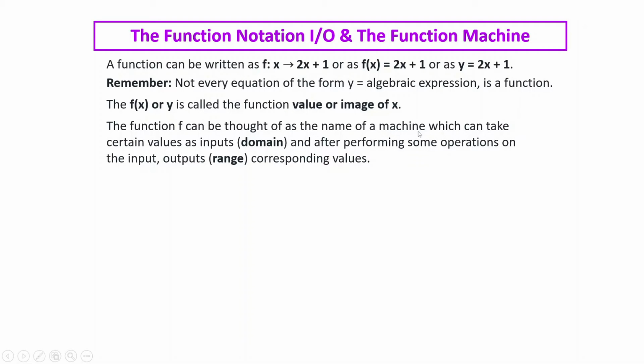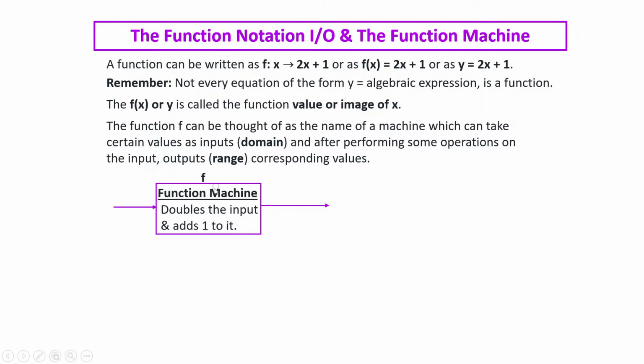And what does this machine do? It can take certain values as inputs, and the set of all input values that it can take form the domain set. And after performing some operations on the input, it outputs corresponding values. And the set of all output values form the range set. Okay? Now let us see the structure of the function machine.